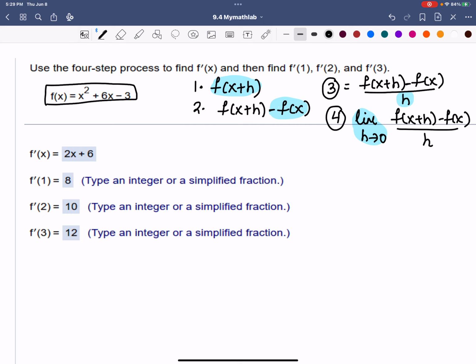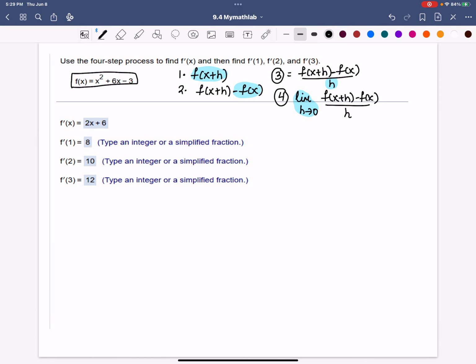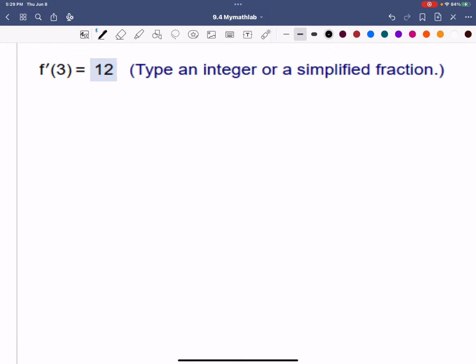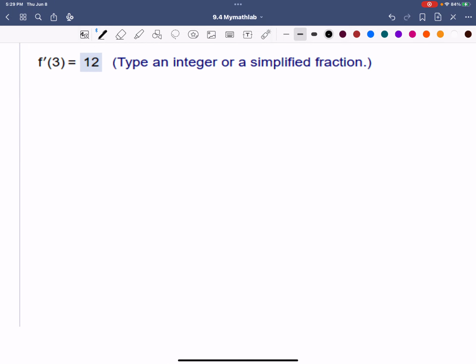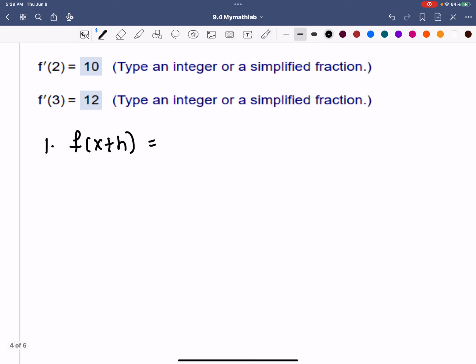To do that, I'm going to gauge and see how much space I have. Okay, that's good enough. I'm going to start with my step 1. Step 1 is finding f of x plus h. What's my f of x? So let me, in red, write my f of x. What is my f of x? x squared plus 6x minus 3.